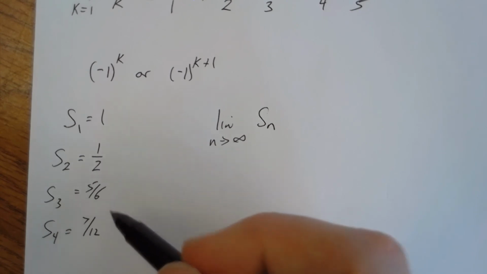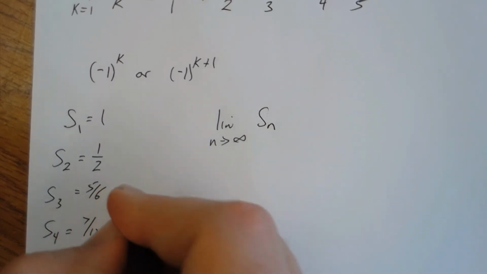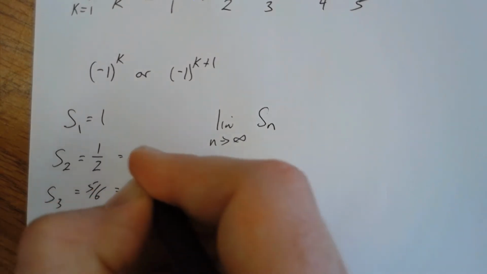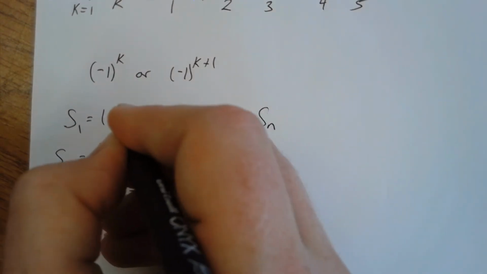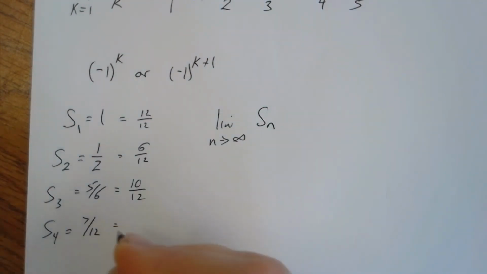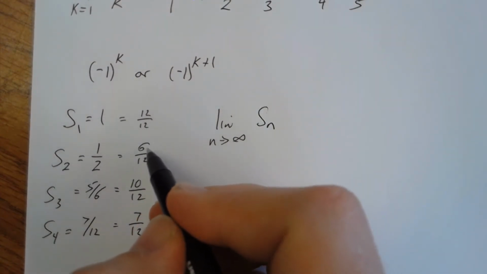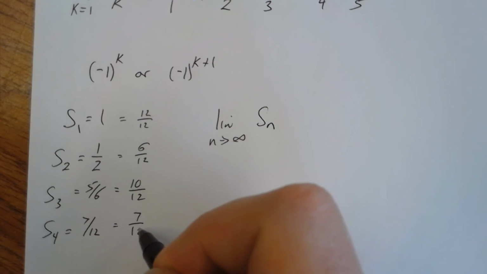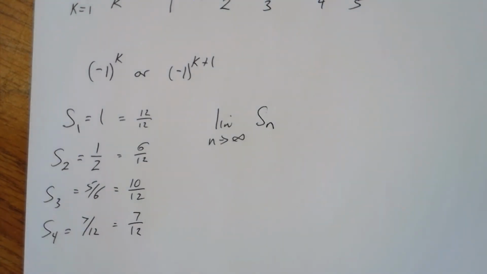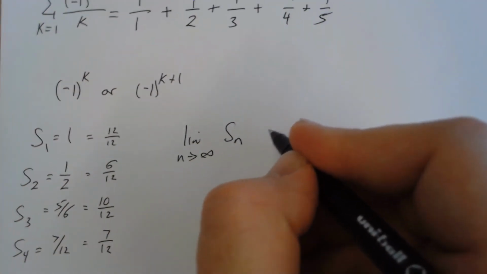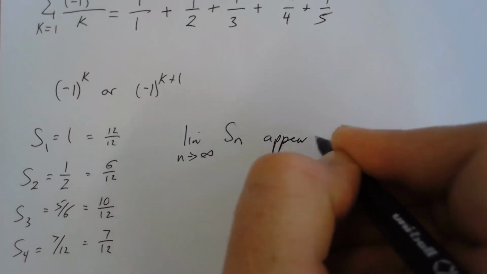So if you were to compare all these in terms of twelfths, this is 10/12, this is 6/12, this is 12 over 12. And you'll notice that these terms are definitely bouncing: 12 to 6, 6 up to 10, 10 down to 7. They seem like they're bouncing back and forth. So s sub n appears to converge.